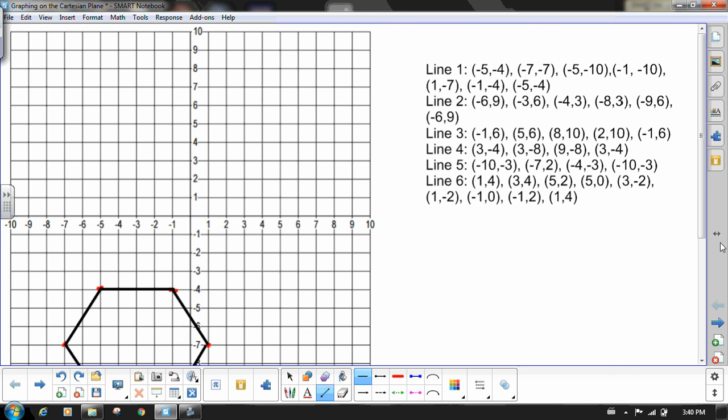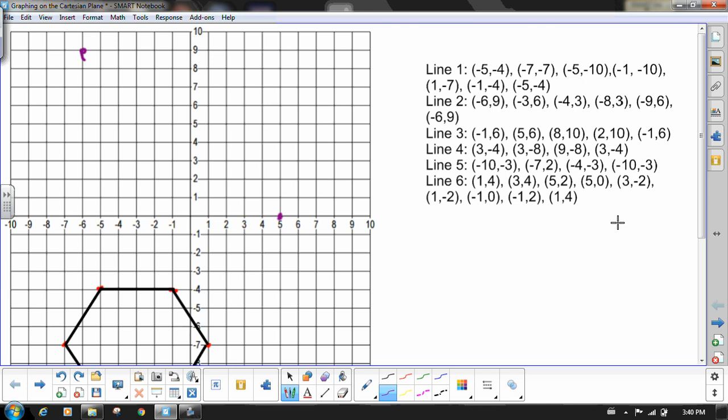That coordinate there for line 2 says -6, 9. So that means I'm going to go to the left 6 and up 9. So that would be this point. If I were to pick another point, let's say 5, 0, that means I'm going to go to the right 5, but I'm not going to go up or down because that value is right on the x-axis.